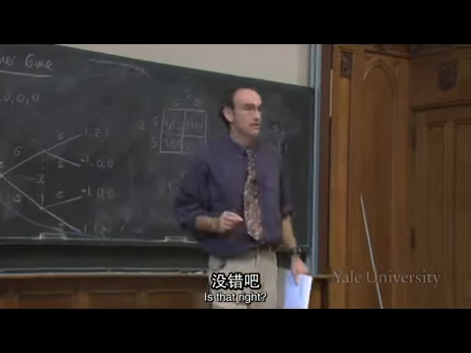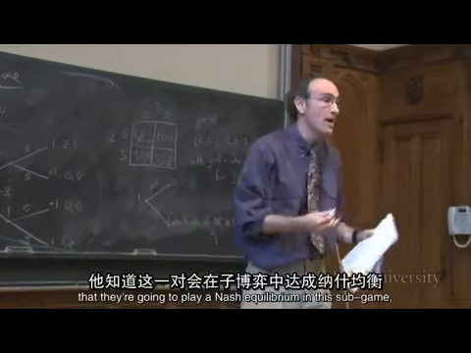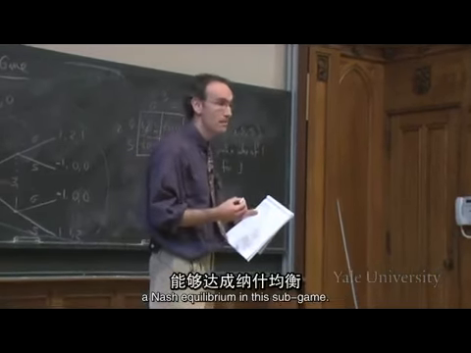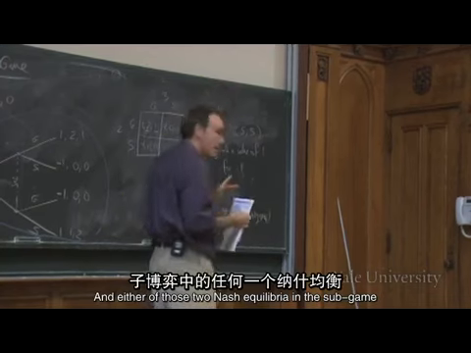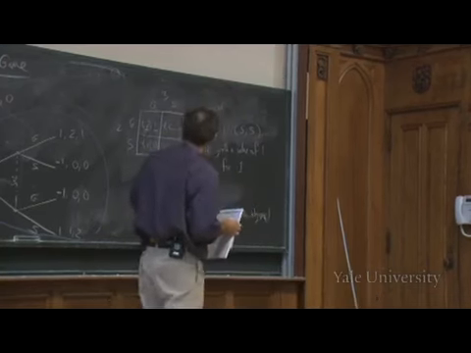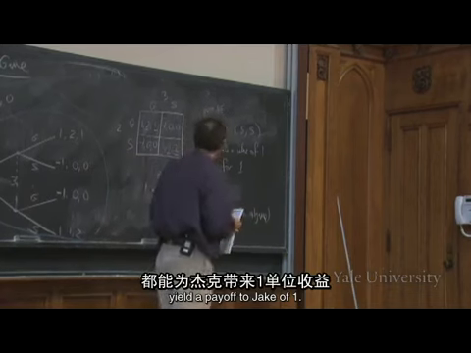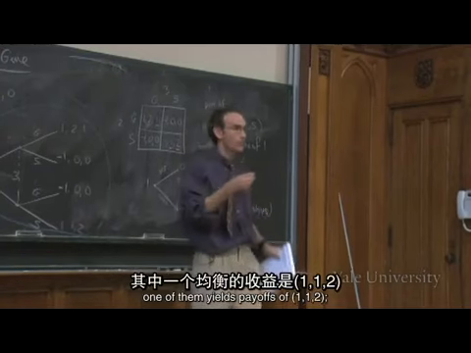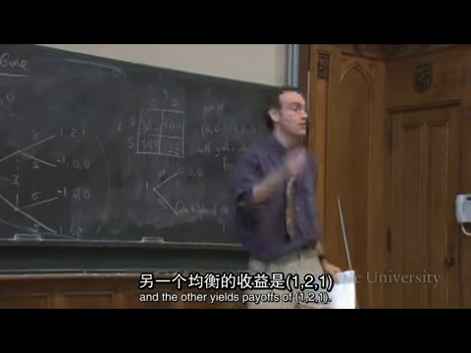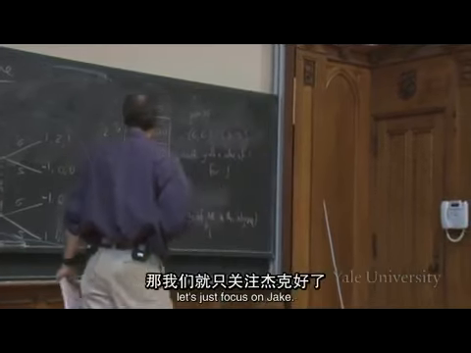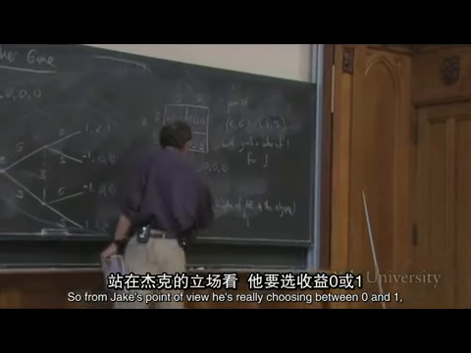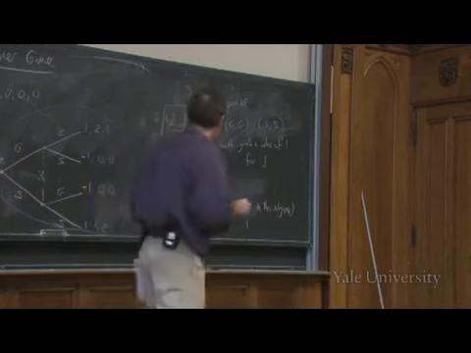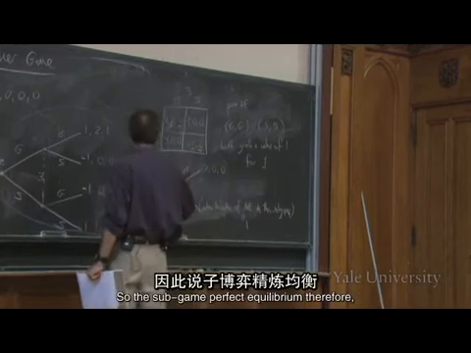Is that right? So if Jake sends them, he knows that they're going to play a Nash equilibrium in this subgame, or he believes they're going to play a Nash equilibrium in this subgame, and either of the 2 Nash equilibria in the subgame yield a payoff to Jake of 1. All right? So actually, one of them yields payoffs of 1, 1, 2, and the other yields payoffs of 1, 2, 1. But since Jake is the only mover here, let's just focus on Jake. All right? So from Jake's point of view, he's really choosing between 0 and 1, so he's going to choose send.